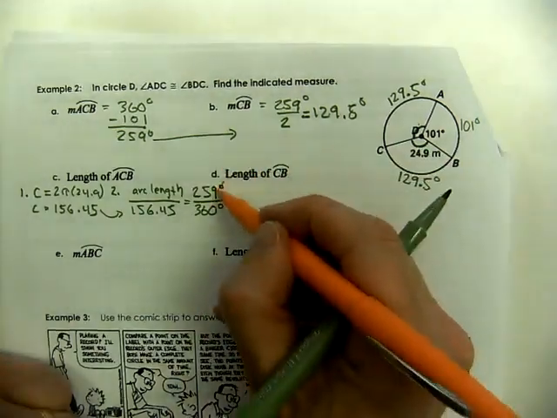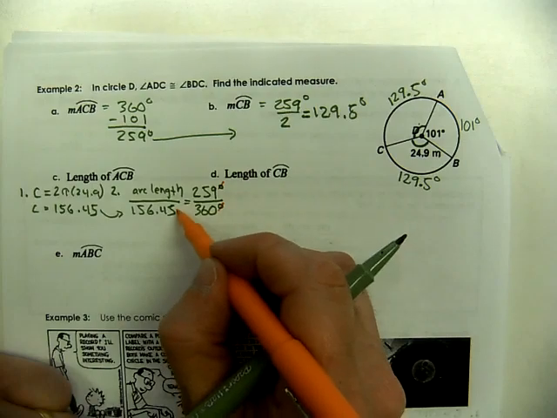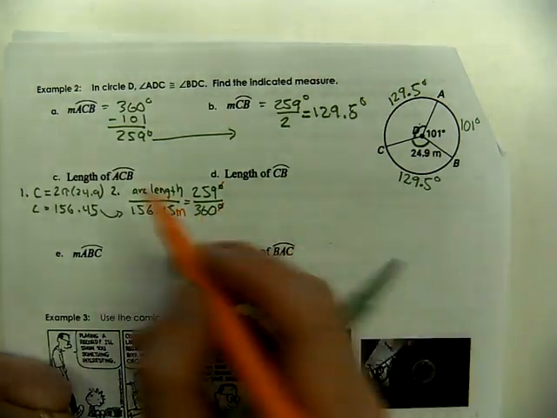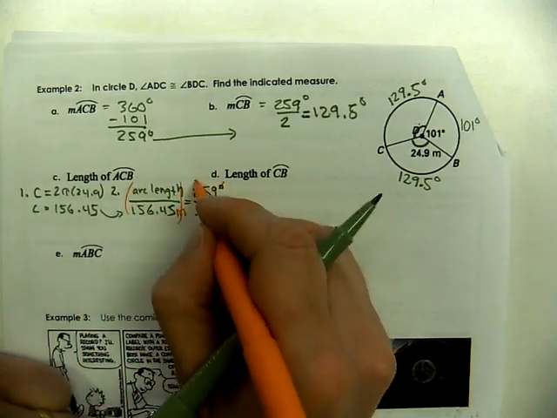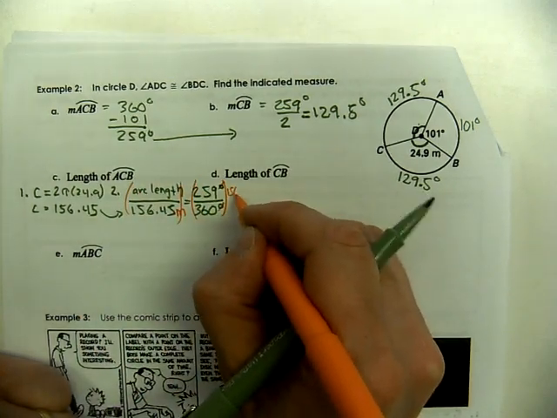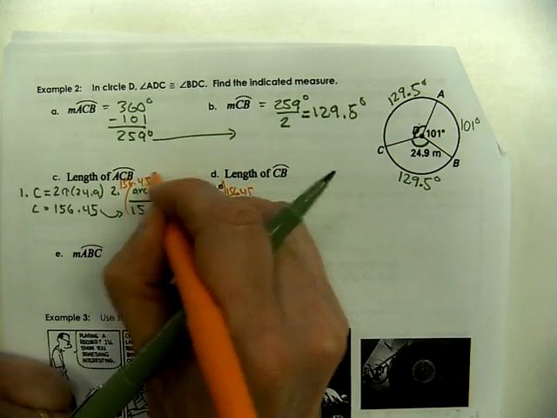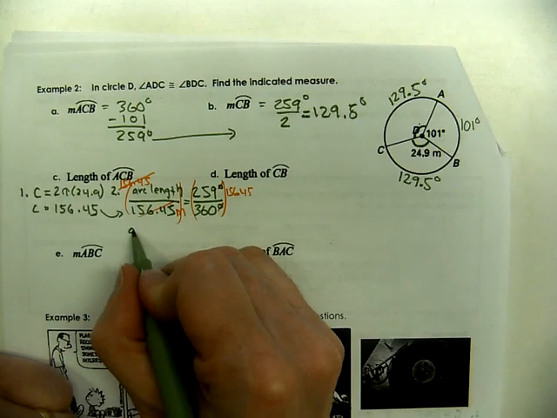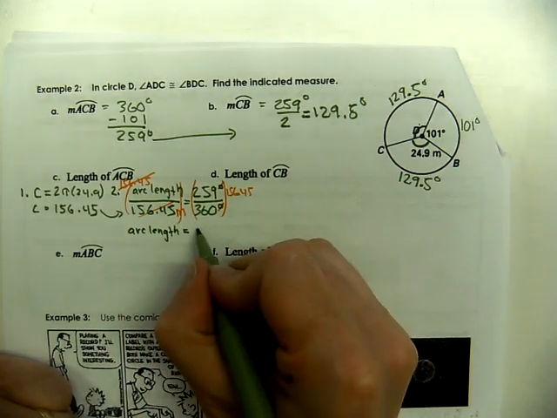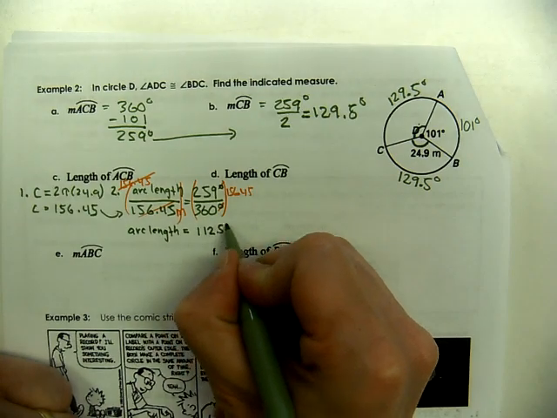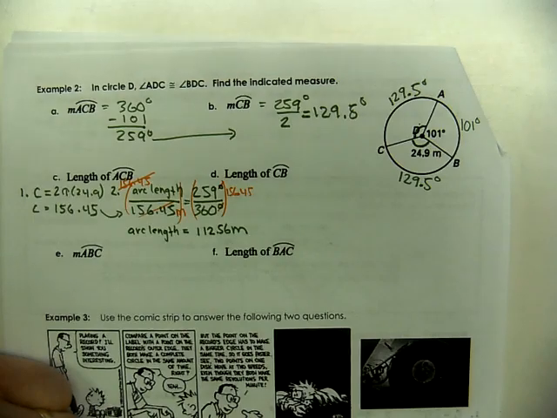That arc measure is 259. So again, the degrees will cancel out, which means our answer will be in meters. I'll put that right there. And we need to solve for the variable. Let's multiply both sides by the 156. And there's our answer, 112.56, and that's in meters.